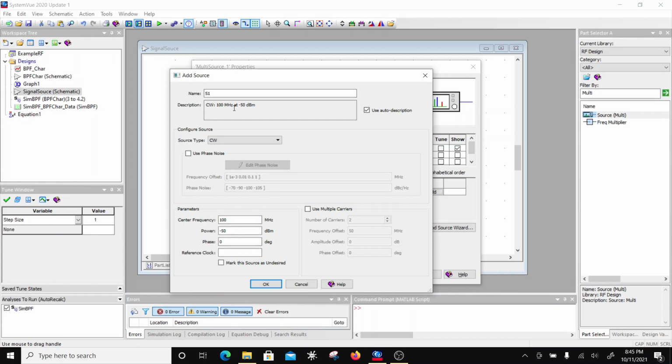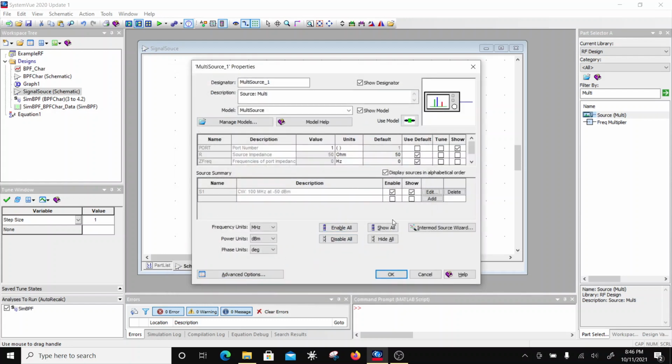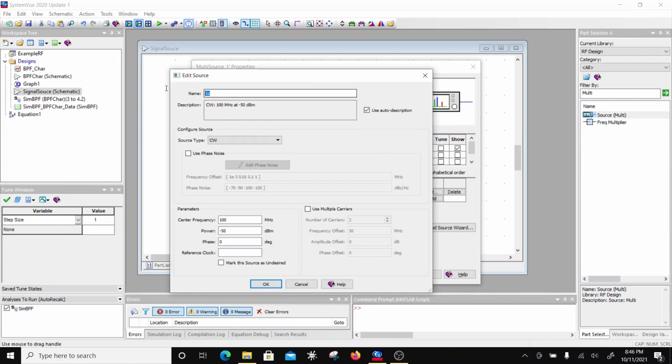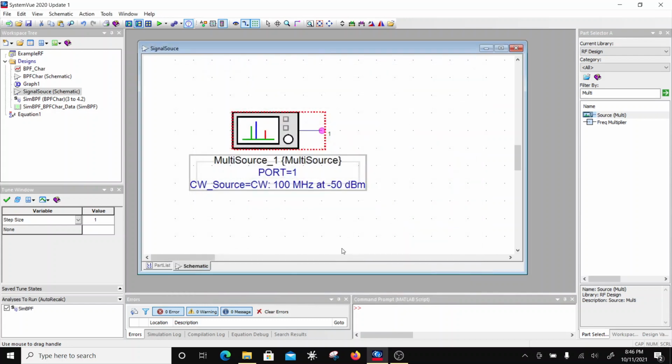So it's 100 megahertz and minus 50 dBm is the power level, and there is phase information which you can put here. In case of multiple tones, you can put different phases here, and you click OK. You don't do anything else, so that source is added. So that S1 source is added here. You can edit it. You can say that this is a CW source. Okay, so that's there, and say OK.